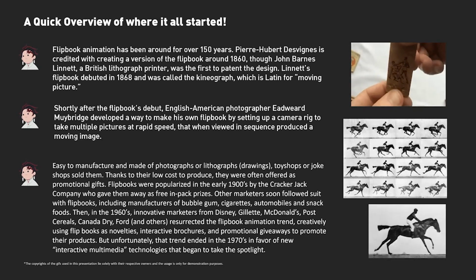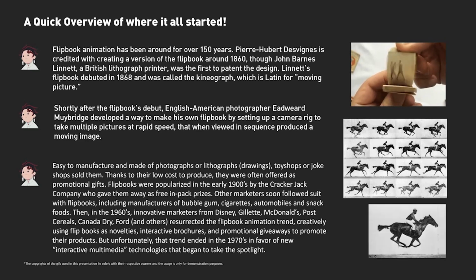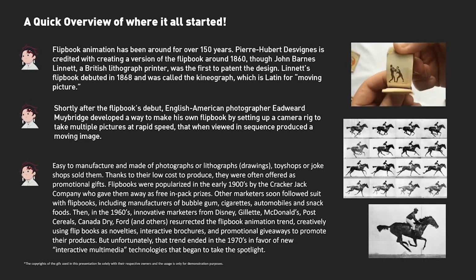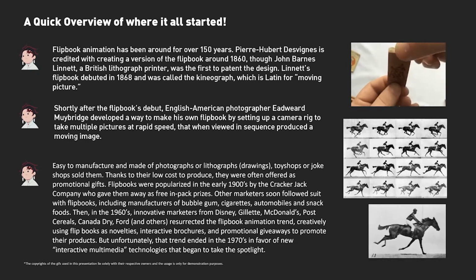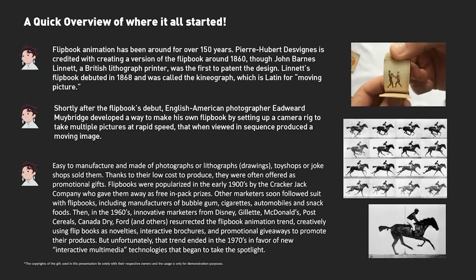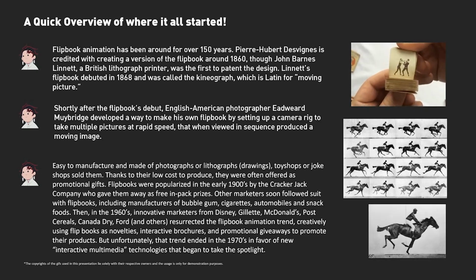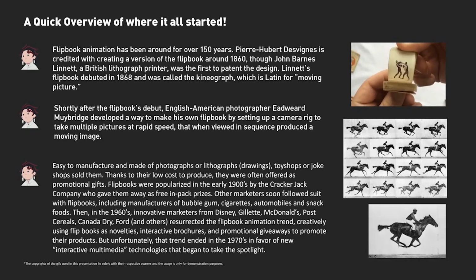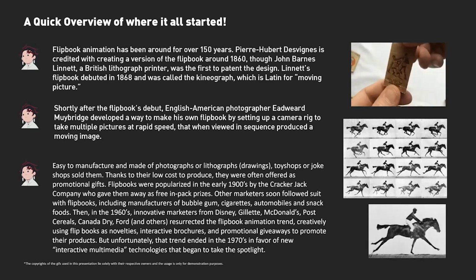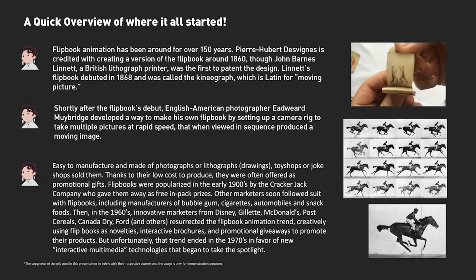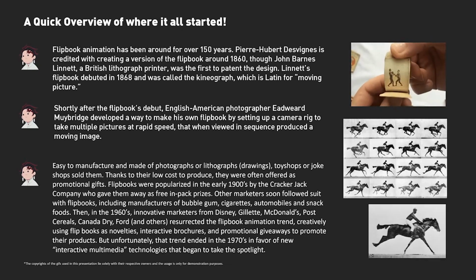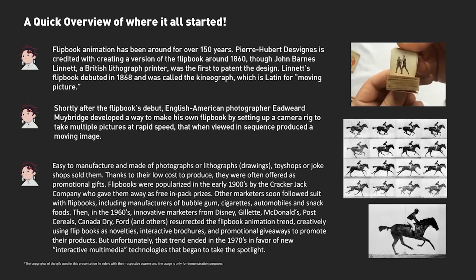Shortly after Flipbook's debut, English American photographer Edward Muybridge developed a way to make his own flipbook by setting up a camera rig to take multiple pictures at rapid speed, that, when viewed in sequence, produced a moving image. Essentially, this is called Muybridge horse. He literally took a series of photos as the horse was galloping, and this is what it looks like. It's a combination of all the images put together.